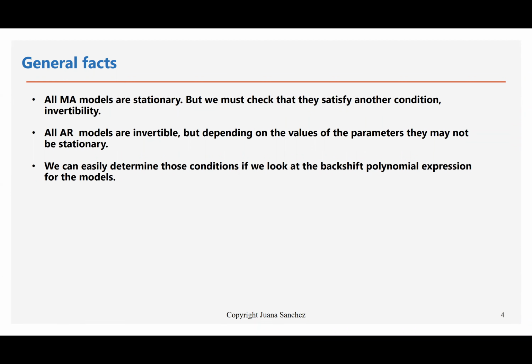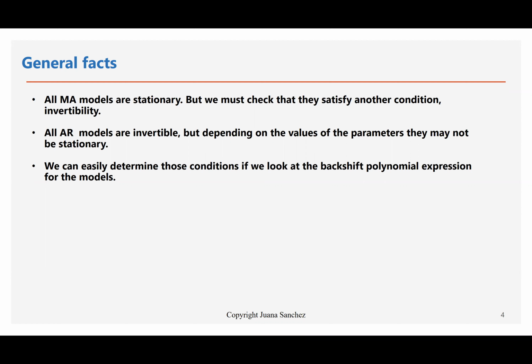AR models, on the other hand, are invertible. Invertible means that you can express a model as an AR model with an infinite number of terms. AR models by nature are invertible, but they could be non-stationary. And we saw that when we looked at ACFs of some AR models that had significant autocorrelations up to a very large number of lags. So they start looking somehow like non-stationary processes. So we need to make sure that the model we estimate for our time series after differencing is stationary before we proceed to forecast.